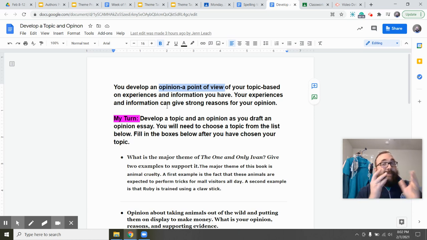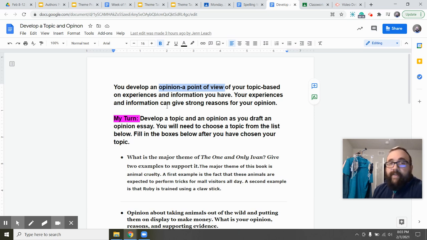So remember, an opinion essay, you have the topic you're talking about. Then you have your opinion or point of view. Then you have your reasons, right? Then you have your information that supports those reasons. So for every reason, you should at least have two to three pieces of information. And that'll also help make a good paragraph too.